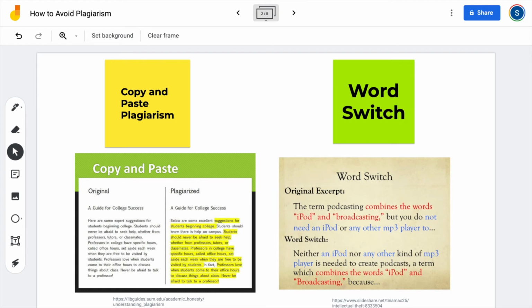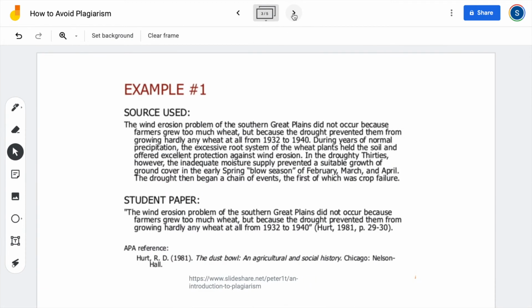Okay, now let's look at some examples, and I want you to pause, maybe turn and talk with a classmate or partner, and ask yourself if this is plagiarism. Okay, so this is the first example. This is the original source. I'm going to read it, then read the student paper, and then I want you to pause the video and ask yourself, is this plagiarism or not? Okay.